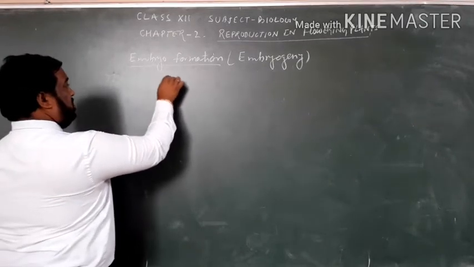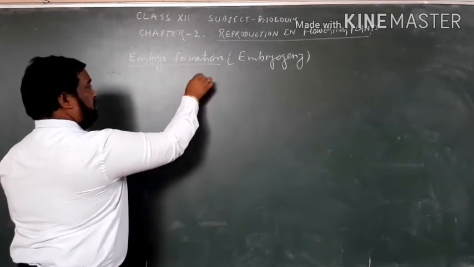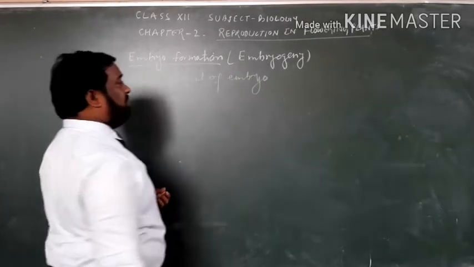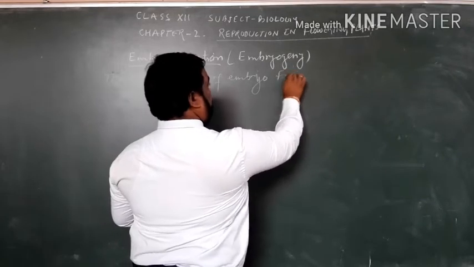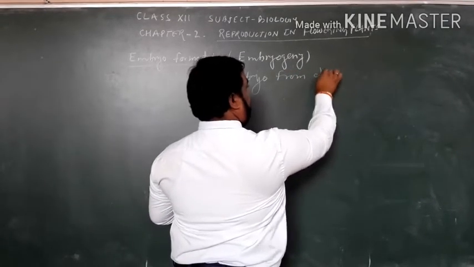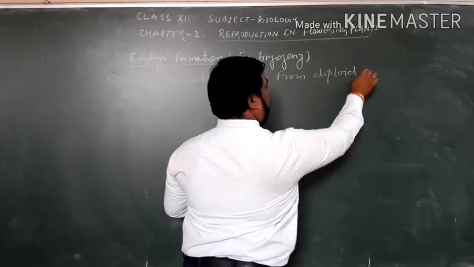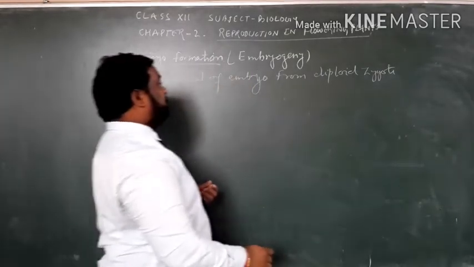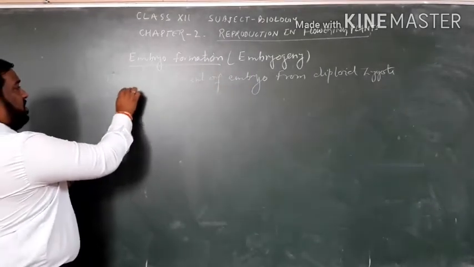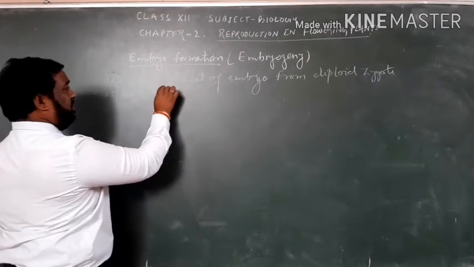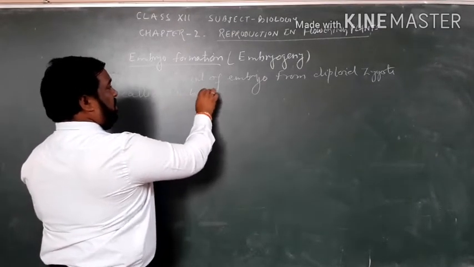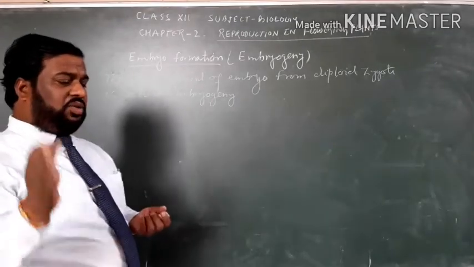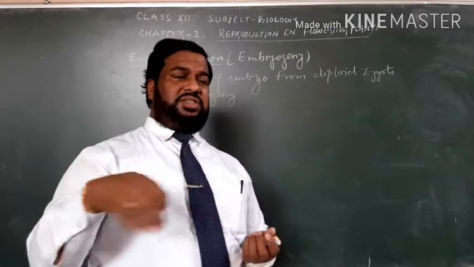The development of embryo from diploid zygote is called embryogeny. So now student, the question arises here, how is the embryo formed?